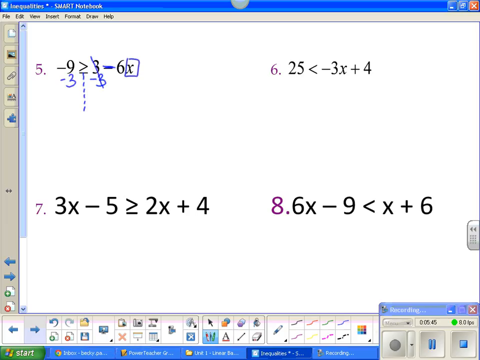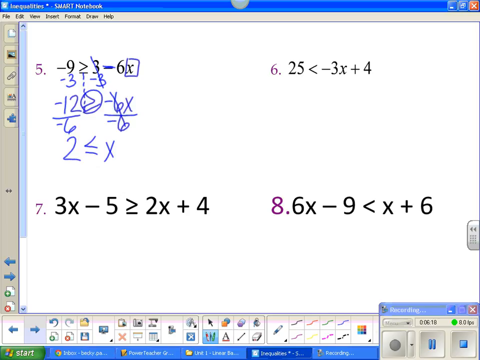A negative 9 and a negative 3 is a negative 12. I do not flip my inequality because I just subtracted. You only flip your inequality if you divide by a negative. So my greater than or equal to is still there, and then my negative 6x. Now I'm going to divide by negative 6, and again, those are the magic words. I bring my x straight down. I flip my inequality. Why? Because I divided by a negative. A negative 12 divided by negative 6 is a positive 2. So I'm done. I have solved for x.